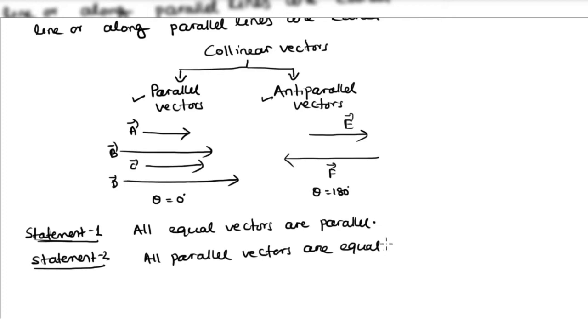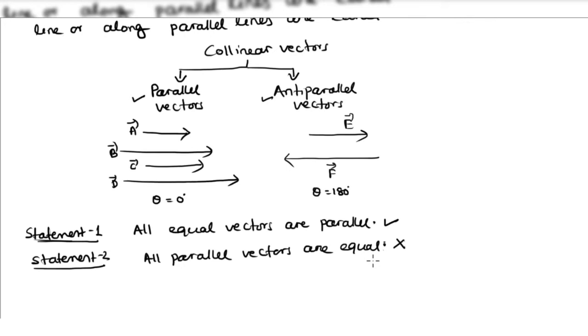Now tell me which statement is correct and which statement is false. The answer will be statement 1 is correct, statement 2 is false. Why? Because all the equal vectors have the same direction, so they must be parallel to each other. But all the parallel vectors cannot be equal, because when we are talking about parallel vectors, we have only one condition, that is they must have the same direction.